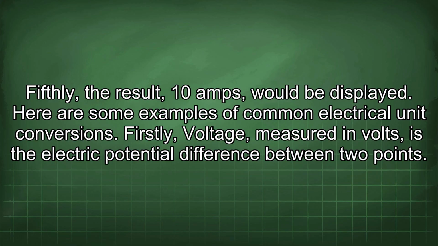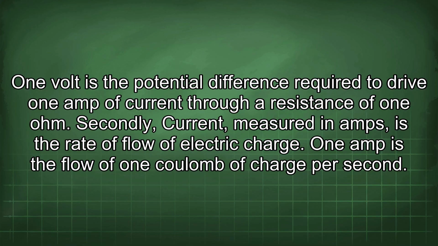Here are some examples of common electrical unit conversions. Firstly, voltage, measured in volts, is the electric potential difference between 2 points. 1 volt is the potential difference required to drive 1 amp of current through a resistance of 1 ohm. Secondly, current, measured in amps, is the rate of flow of electric charge. 1 amp is the flow of 1 coulomb of charge per second.